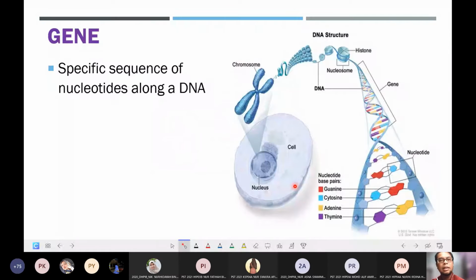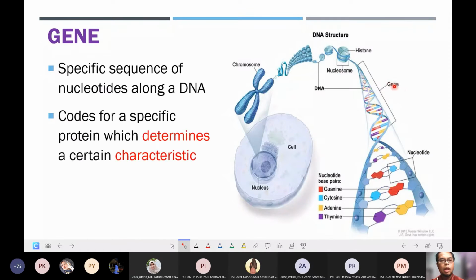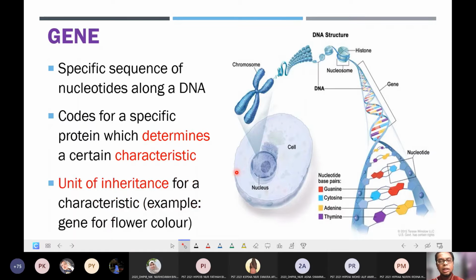Firstly, what is a gene? So a gene is actually a specific sequence of nucleotides that can be found along this long DNA molecule, which is actually part of our chromosome. And this gene codes for a specific protein, which later determines a certain characteristic that can be passed on from one generation to another generation. And so this gene is considered as a unit of inheritance for a particular characteristic.